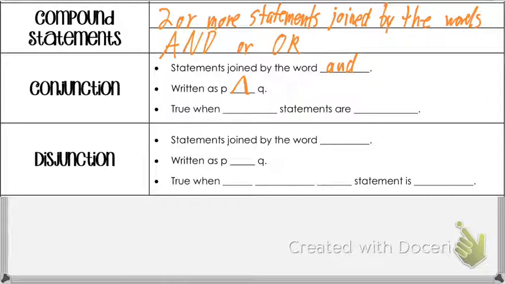Okay? Can't read? What do you mean? You cannot read. He's unable to. Okay.